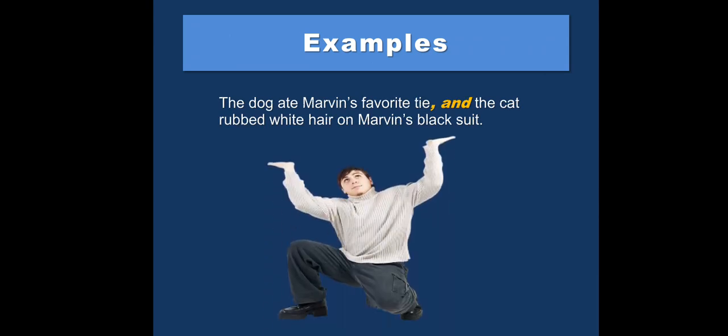The dog ate Marvin's favorite tie and the cat wrapped white hair on Marvin's black suit. I am giving you a few seconds to see if you can identify the proper and common nouns. So, at the start of the sentence, the dog is a common noun. Marvin, you may have guessed it, is a name, so it's a proper noun. Tie is a common noun. Cat is a common noun. Hair is a common noun. Marvin again is a proper noun, and suit is a common noun.